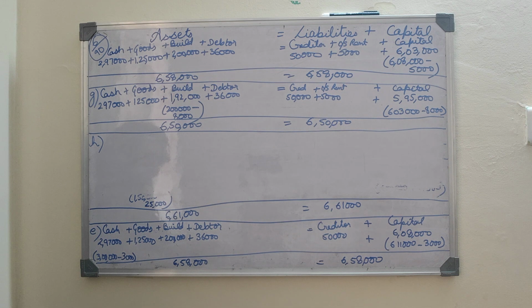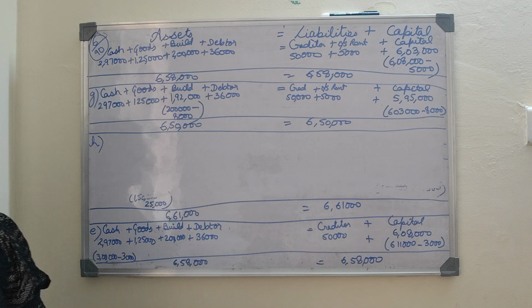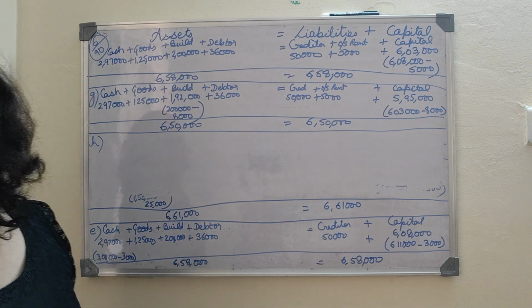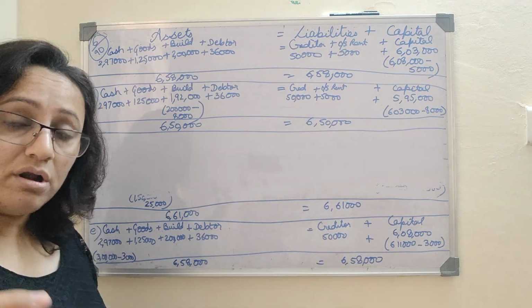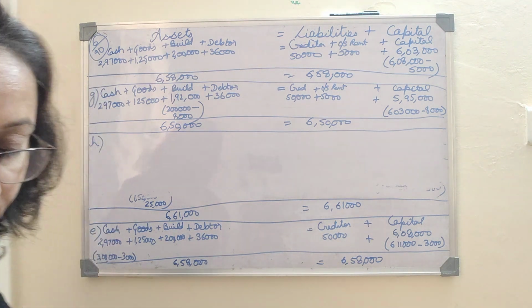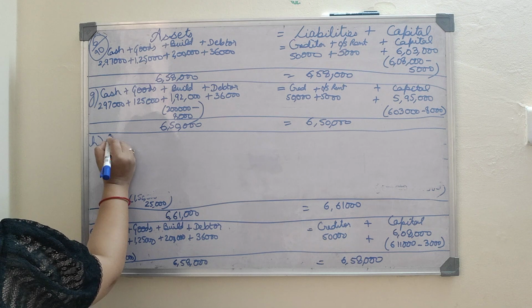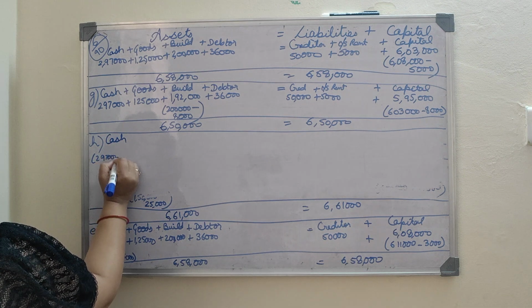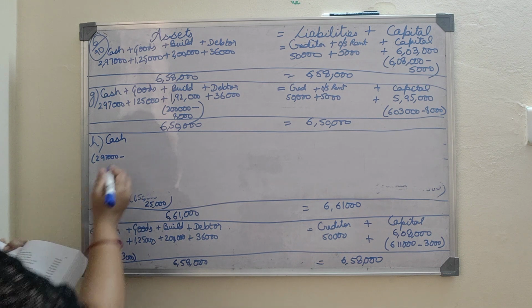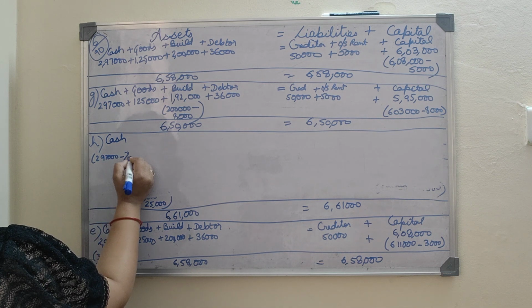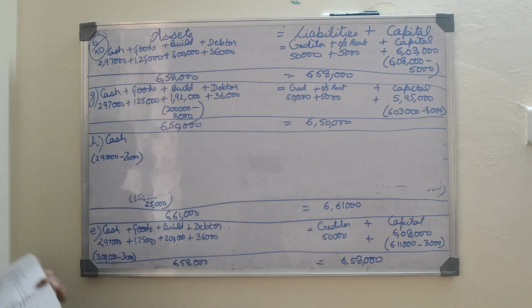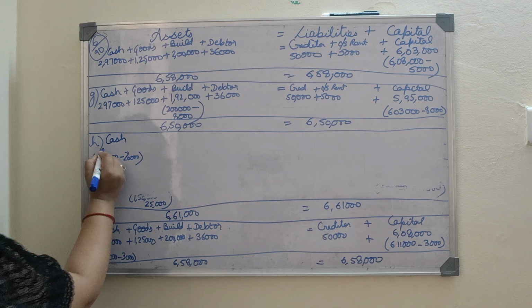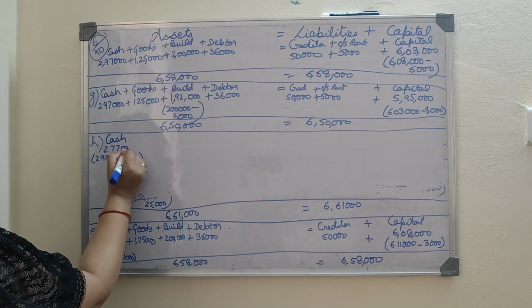H point says cash withdrawn for personal use. Whenever cash is withdrawn for personal use, we have to deduct it from cash and we have to deduct it from capital. And what is that head called? It is called drawings. Okay. So cash is 2,97,000. So 2,97,000 minus withdrawn for personal use 20,000. When you subtract 20,000 from 2,97,000, it comes to 2,77,000.